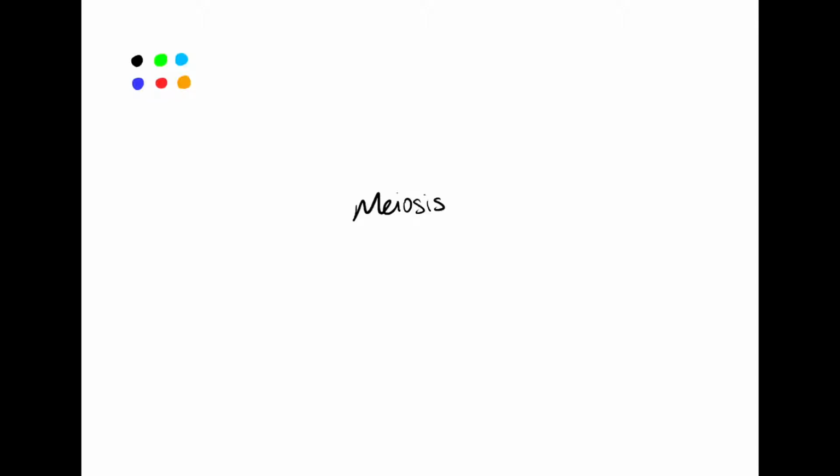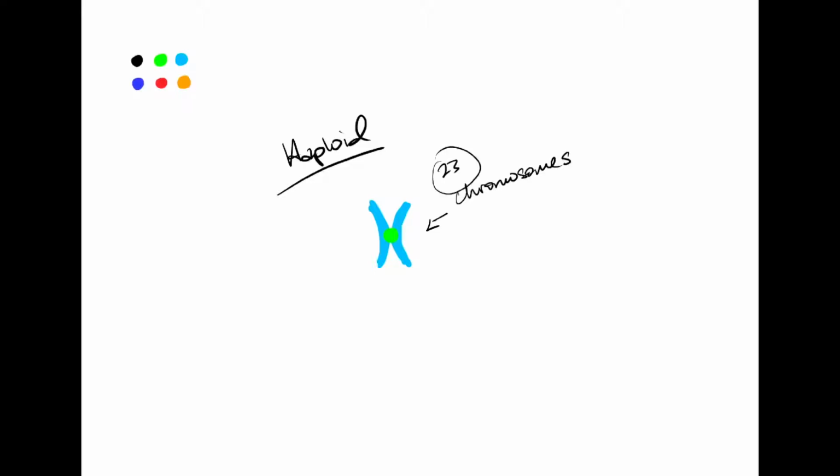Hello, and welcome to Cell Division with Meiosis. It's very similar, but not exactly the same as mitosis, which we covered in a different video. The first difference between meiosis and mitosis is that meiosis only happens in haploid cells, which are cells that only have 23 chromosomes, also known as egg and sperm cells.